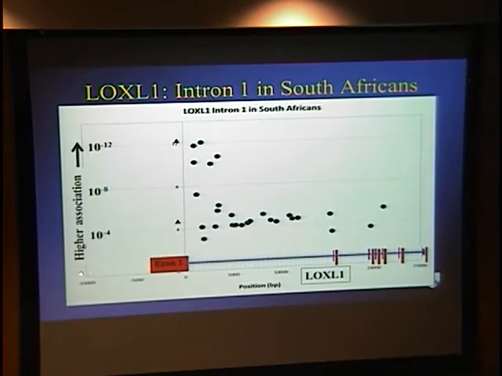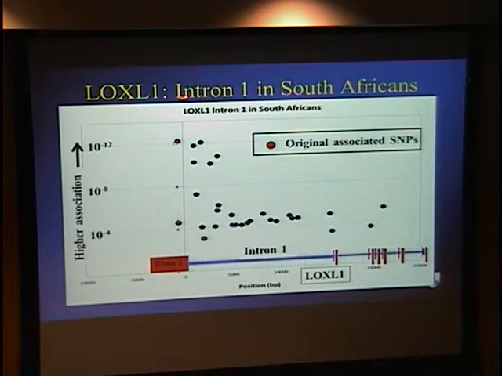So in this particular image, you can see this again is the gene right here. That's exon 1, 2, 3, 4, 5, so forth. And this is the association value. It's done in a negative exponent, but this is a 10 to the minus 12 p-value. That's a pretty high association. And keep in mind, this was only 25 cases and 25 controls. So this is the intron 1.